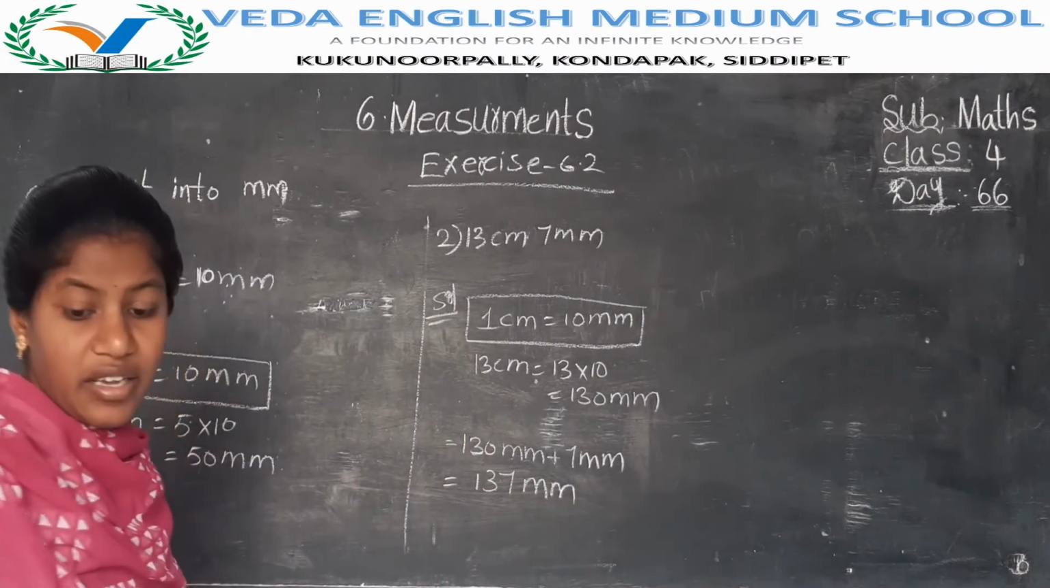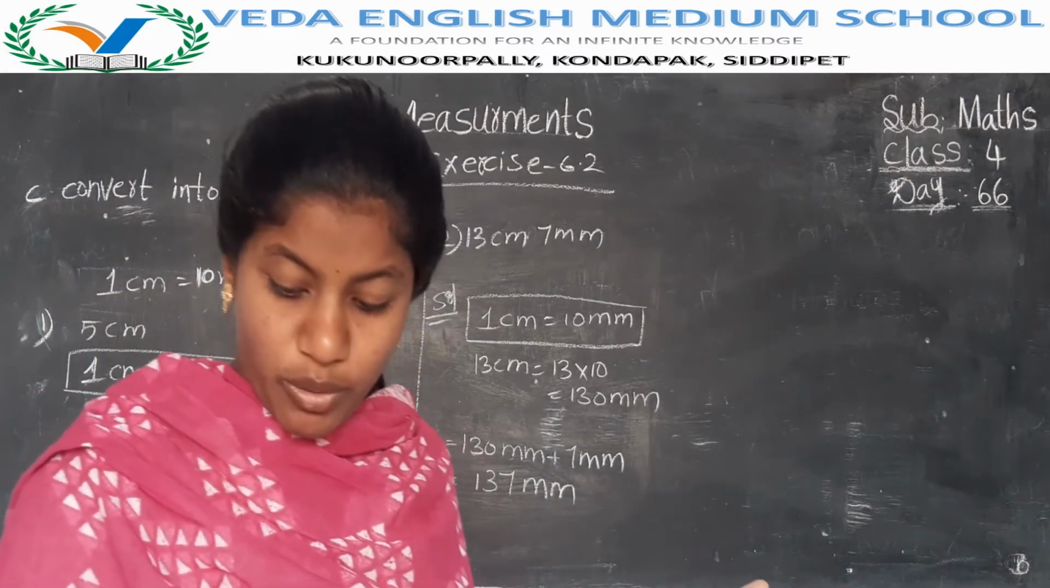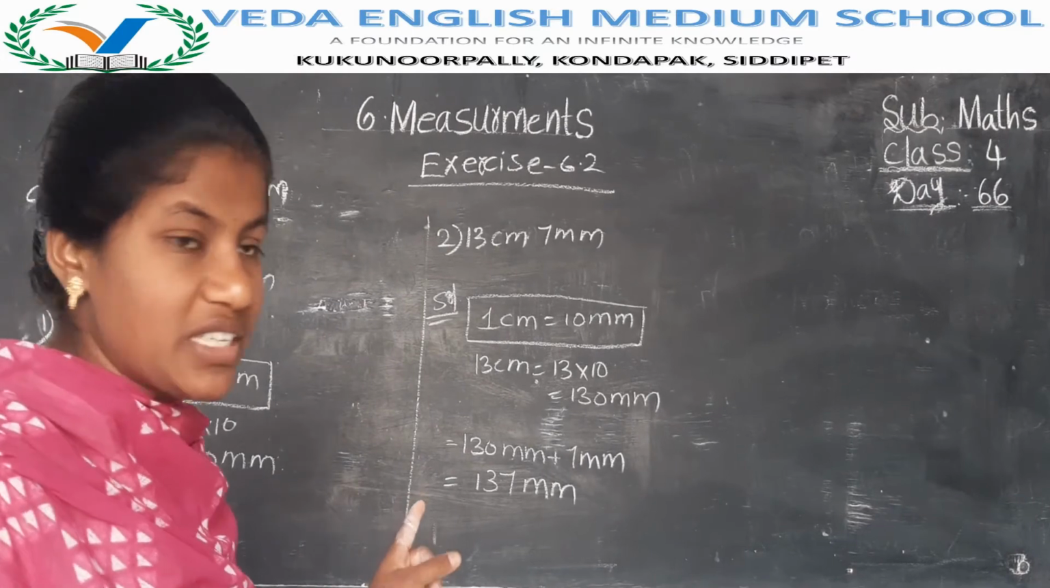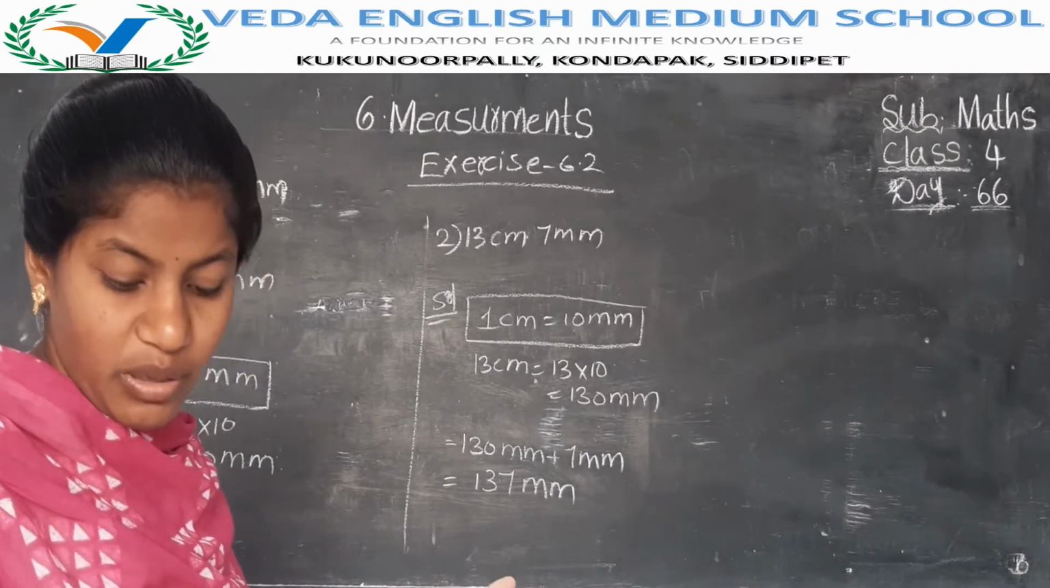Okay children? In the third bit we have 4 problems. Third one same like the first one. Fourth one same like the second one. Okay? We have to complete.